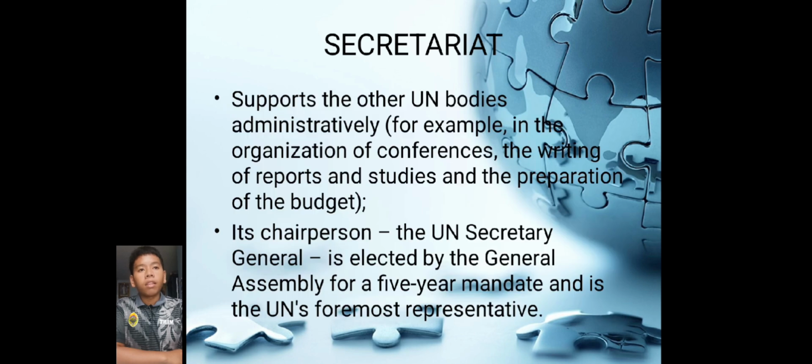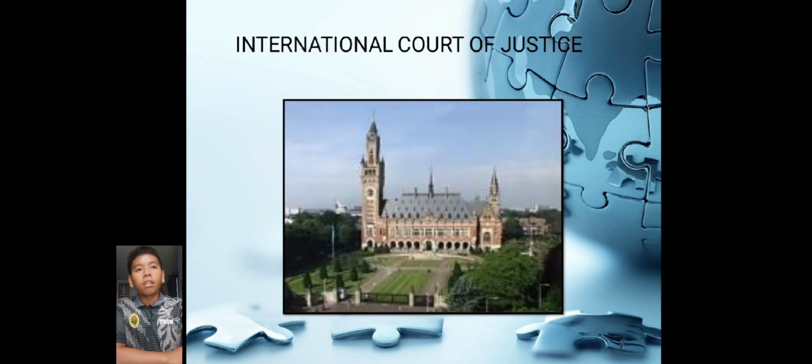The Secretariat supports the other United Nations bodies administratively, for example, in the organization of conferences, the writing of reports and studies, and preparation of the budget. The chairperson, the United Nations Secretary General, is elected by the General Assembly for a 5-year mandate and is the UN's foremost representative. And the International Court of Justice.